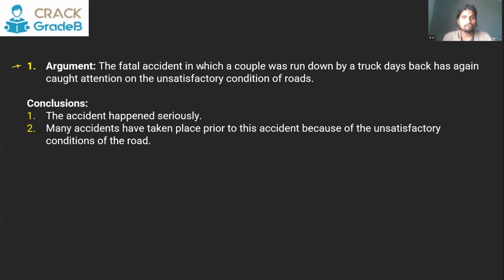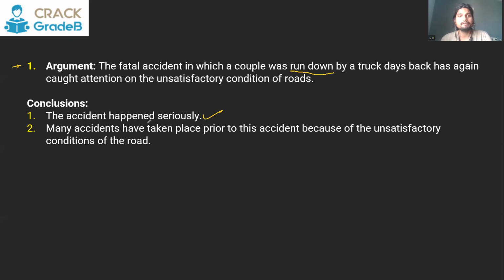For that, you have to look for the keywords. You can just underline those keywords. For example, the keyword here is "a couple was run down." Run down is like crushed. It was very fatal. It could lead to a death as well. So the first conclusion is that the accident happened seriously. So yes, run down, it's a serious thing. You can say, yes, this is a conclusion that we can draw.